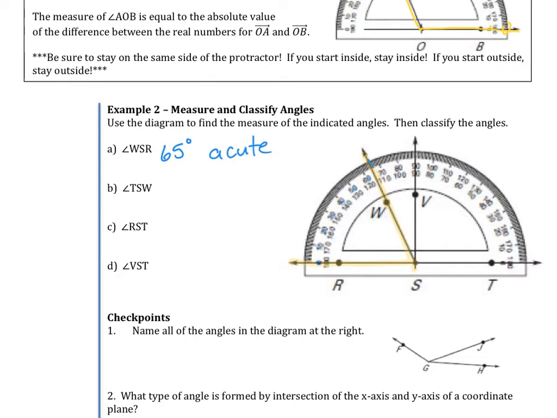Okay, then let's go to green. TSW, so T to S to W, that green angle. So if you look at this, if you start down here, it starts at 0, and now look at the inside. 10, 20, 30, 40, 50, 60, 70, 80, 90, 100, 110, and then right there is about 115. So this would be 115 degrees, and it's bigger than 90, so that's called obtuse. Obtuse is bigger than 90.